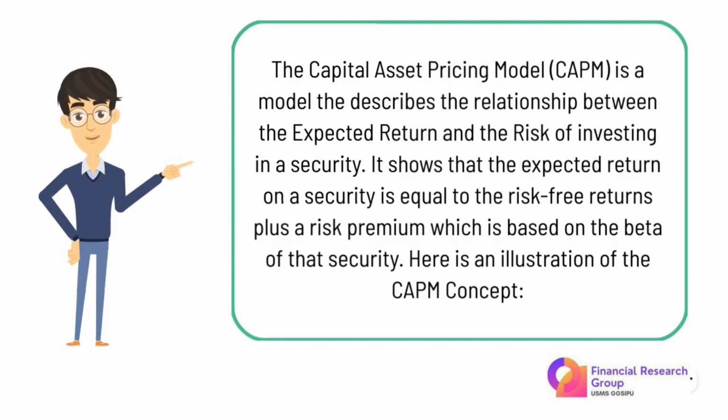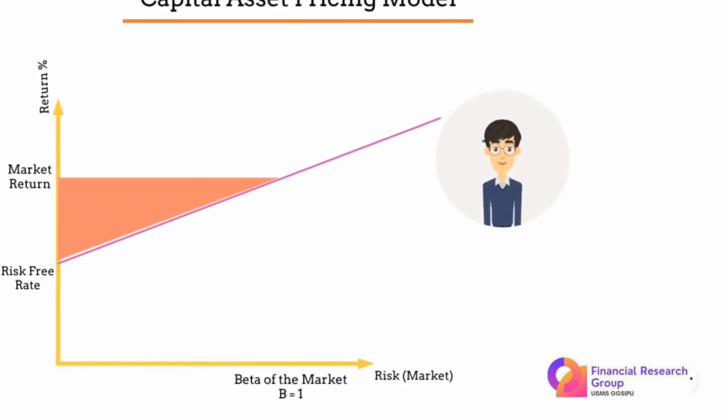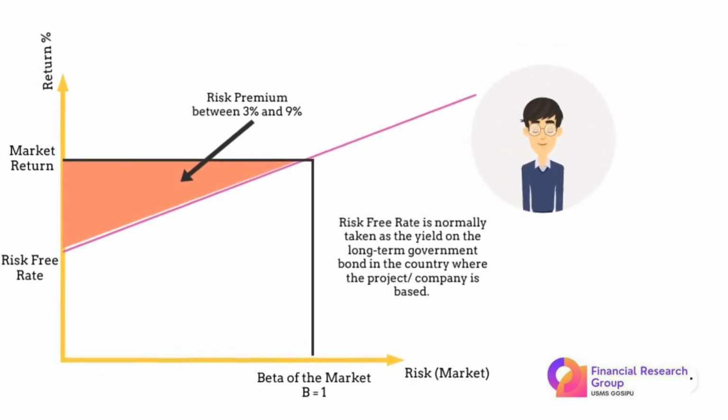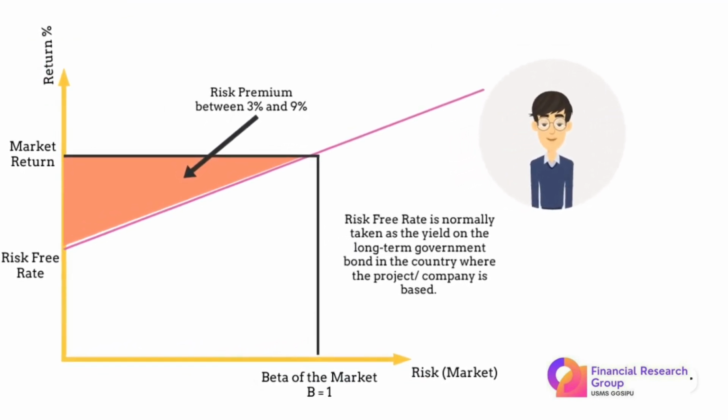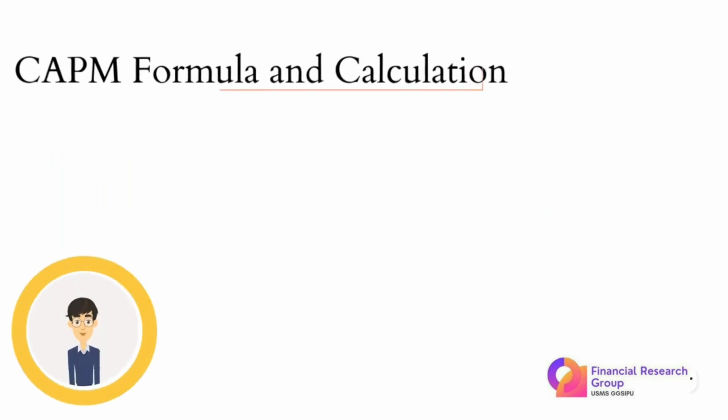Here's an illustration of the CAPM concept. In a space where expected return is on the vertical axis and market risk on the horizontal axis, we have the security market line that tells, for any level of risk, what the fair value expected return on a security should be according to the CAPM model. CAPM is calculated according to the following formula.